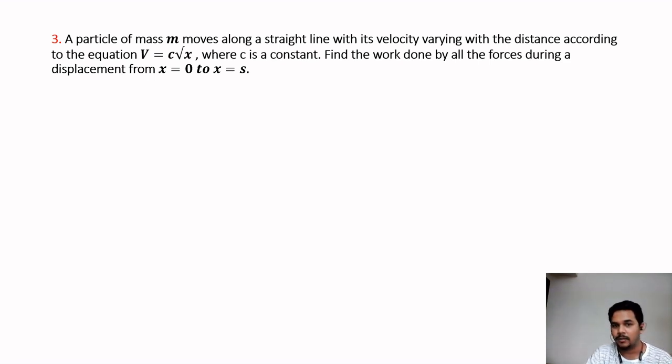A particle of mass m moves along a straight line with its velocity varying with the distance according to the equation given: v equals c into the square root of x.